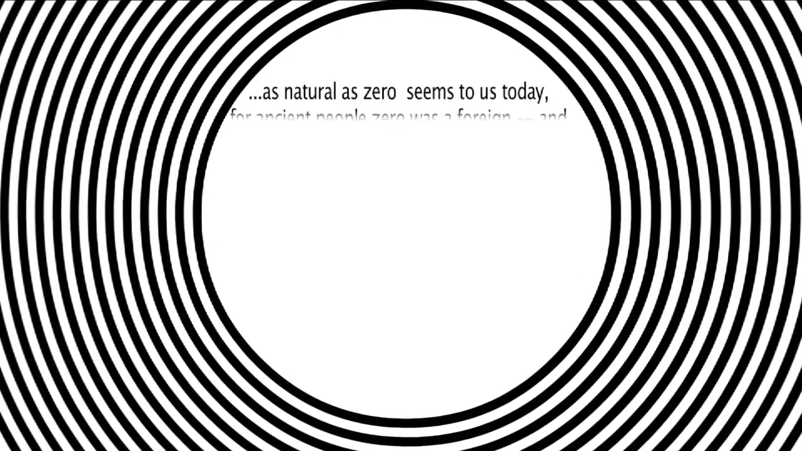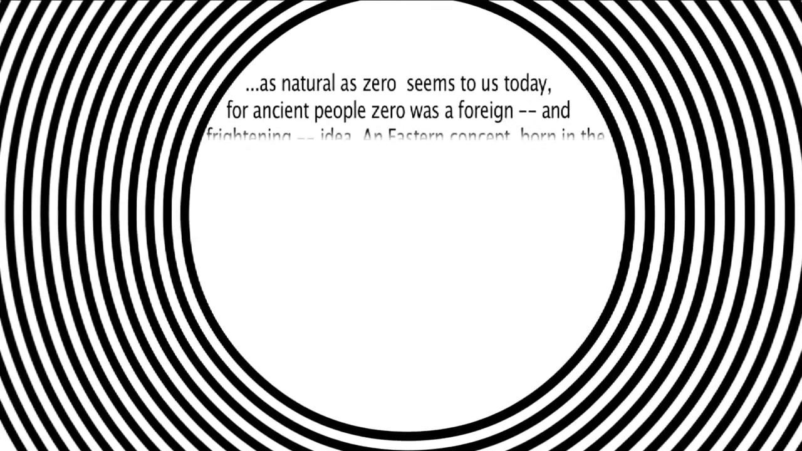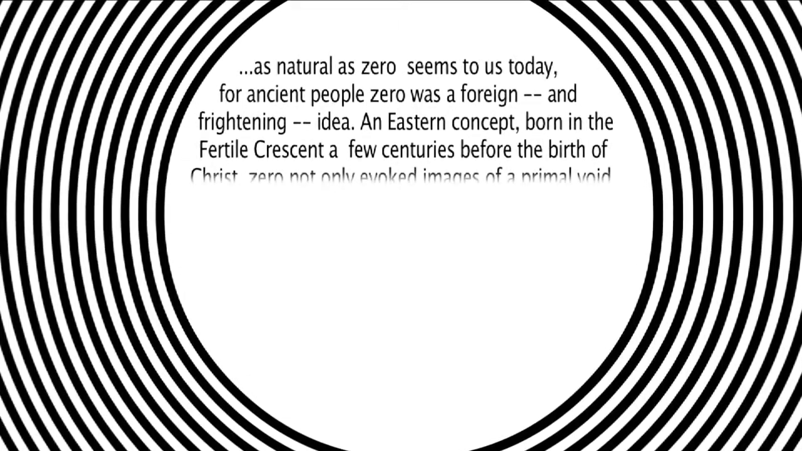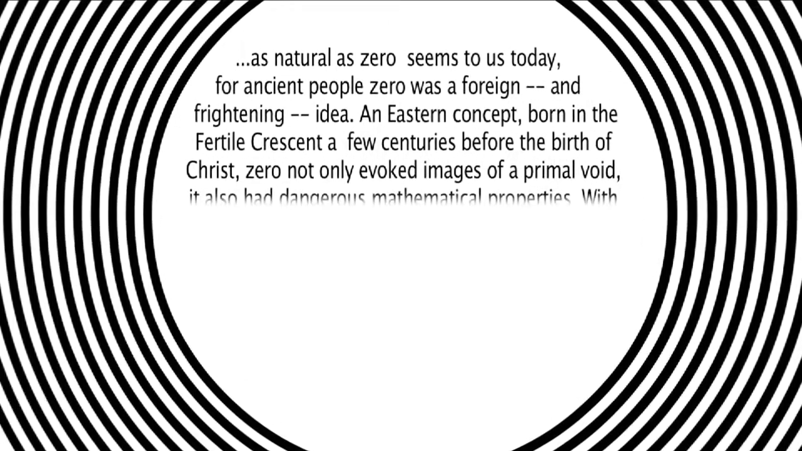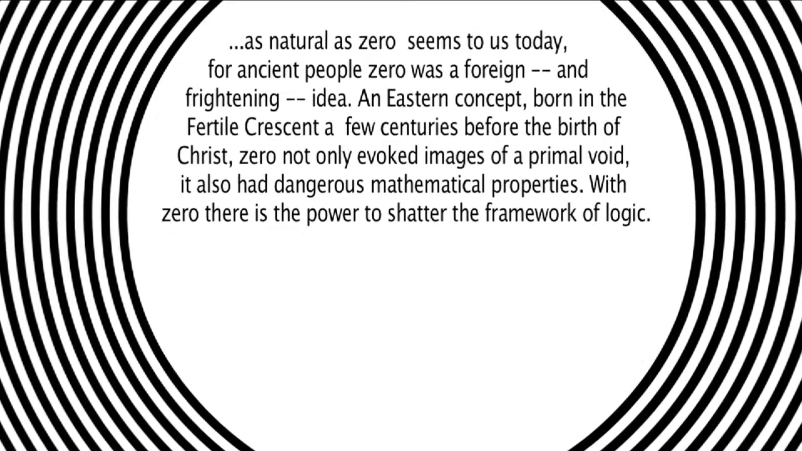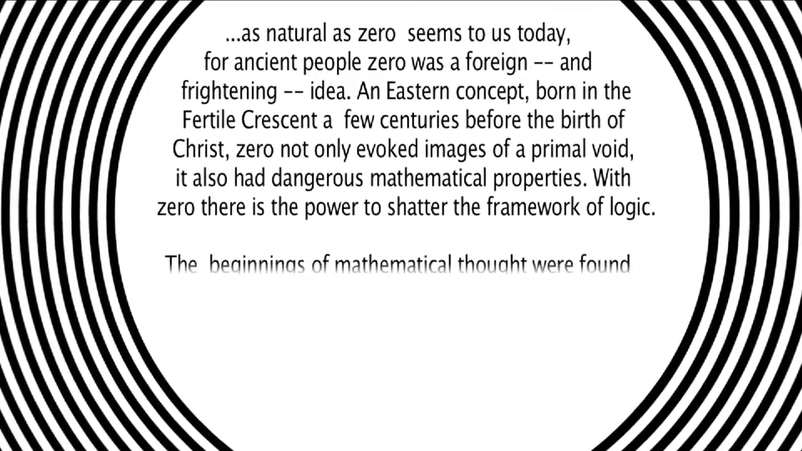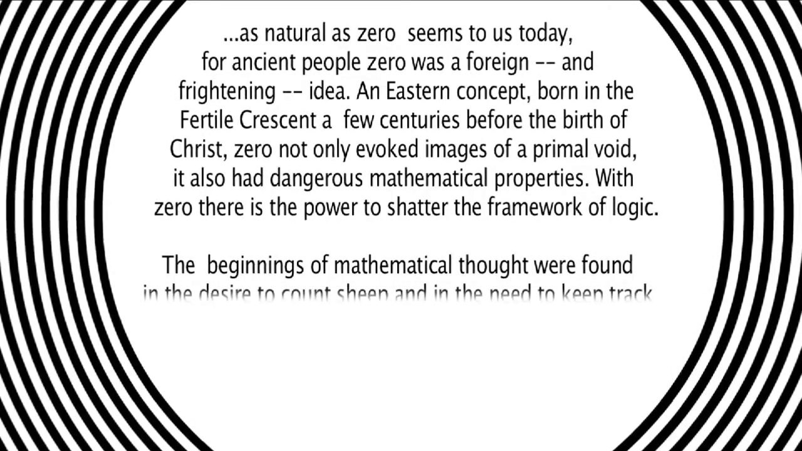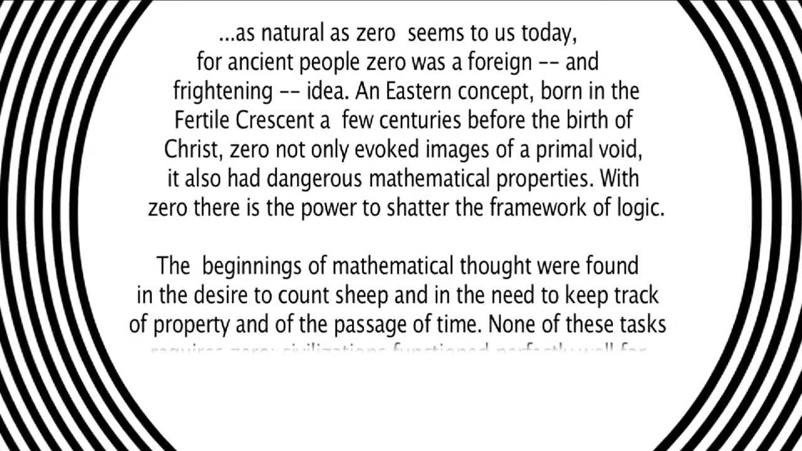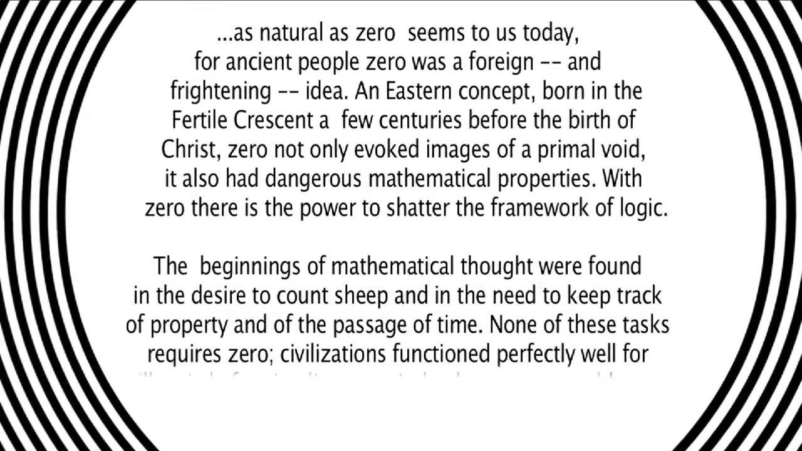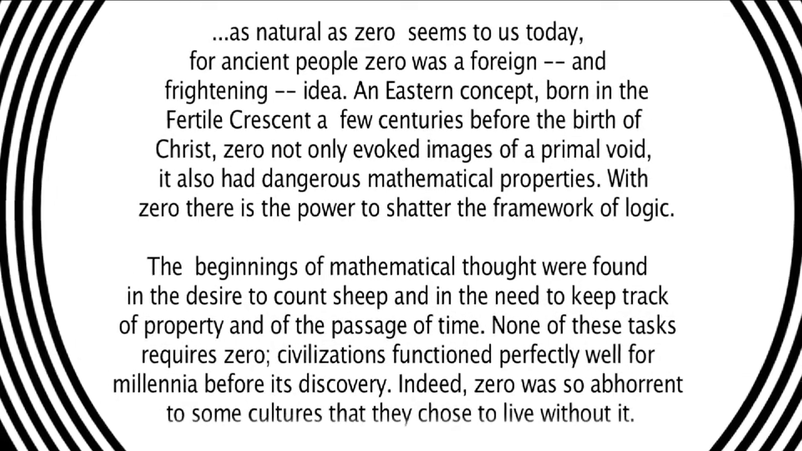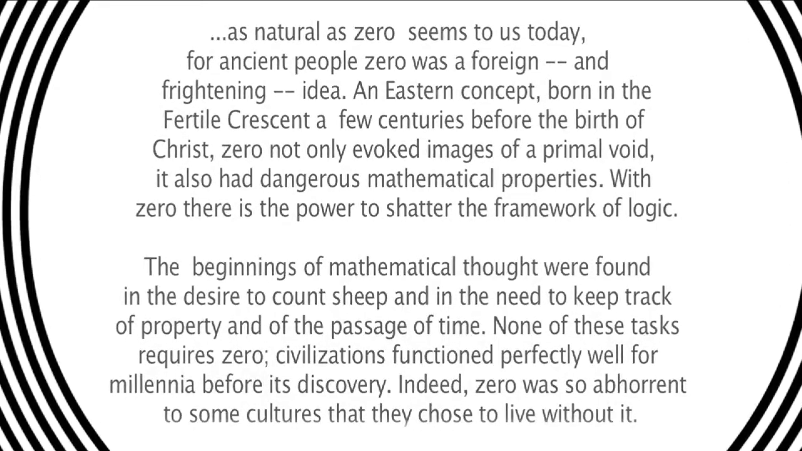As natural as zero seems to us today, for ancient people zero was a foreign and frightening idea. An Eastern concept born in the Fertile Crescent a few centuries before the birth of Christ, zero not only evoked images of a primal void, it also had dangerous mathematical properties. With zero, there is the power to shatter the framework of logic. The beginnings of mathematical thought were found in the desire to count sheep and in the need to keep track of property and of the passage of time. None of these tasks requires zero. Civilizations functioned perfectly well for millennia before its discovery. Indeed, zero was so abhorrent to some cultures that they chose to live without it.